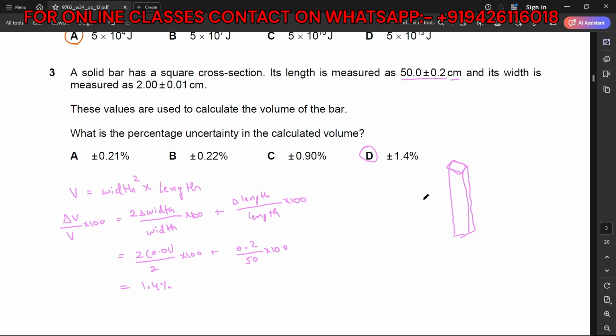We got the idea of what kind of object we are dealing with. We know about its length. We know that the cross section is a square, and therefore the volume can be calculated as the width squared times the length. And that is how we are going to get the answer for our question 3.